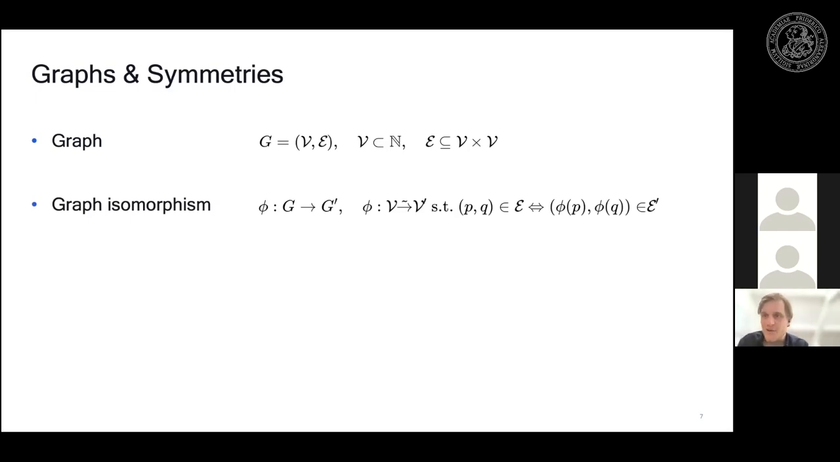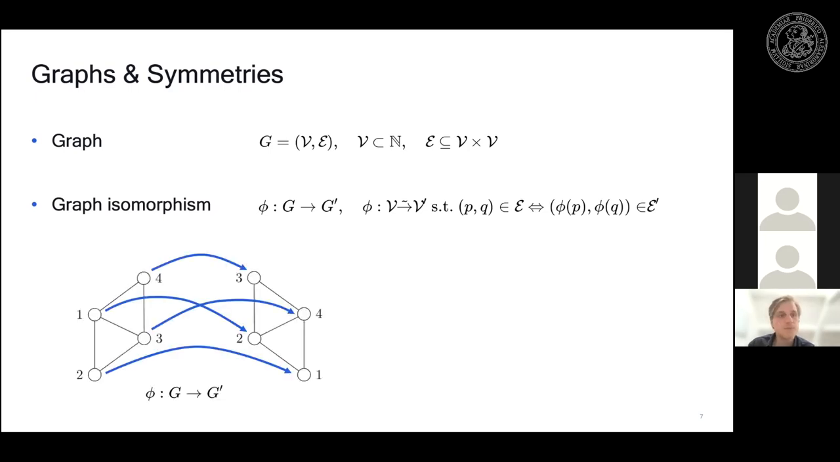And an important property of graphs is that they have graph isomorphisms. Graph isomorphisms are maps from a graph G to a graph G prime that are bijections on the set of vertices such that edges are mapped to edges. To give an example, here we have two graphs of four nodes, and they are essentially the same graph, but the nodes are ordered differently. So by the bijective relabeling of nodes, we can map one graph to the other.